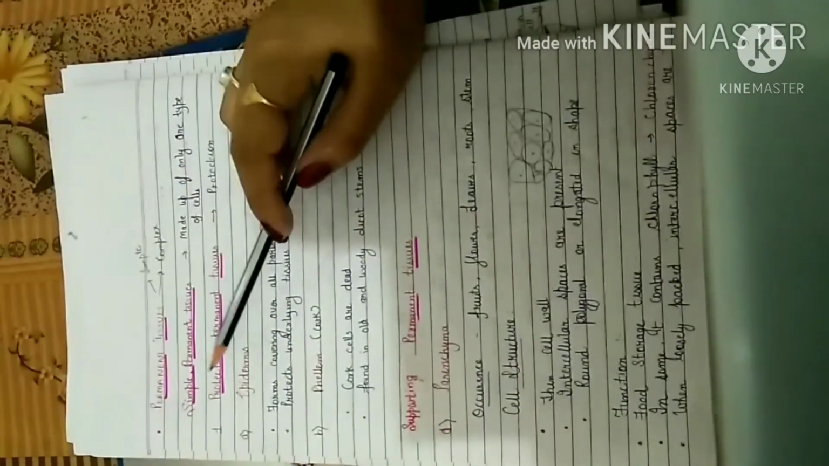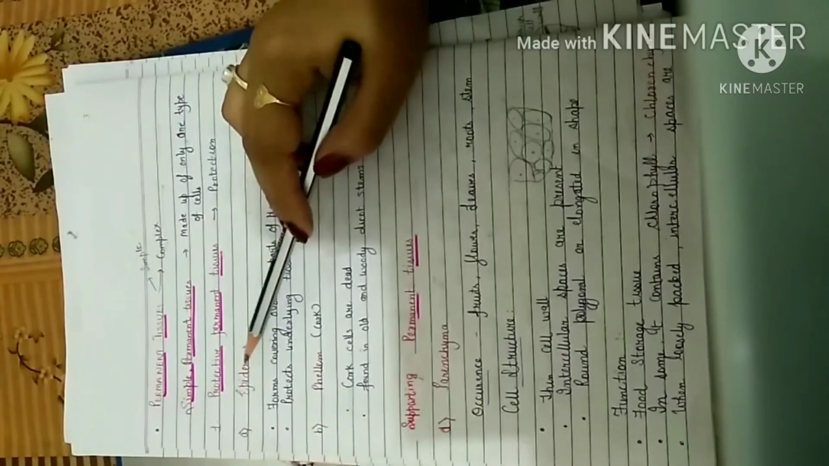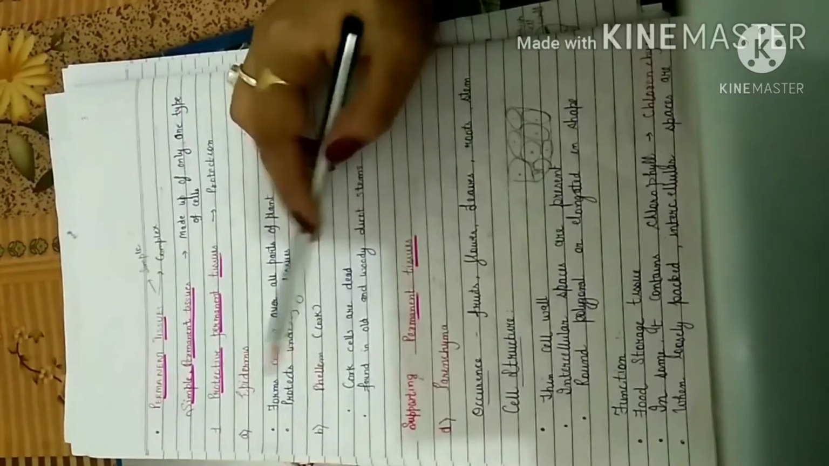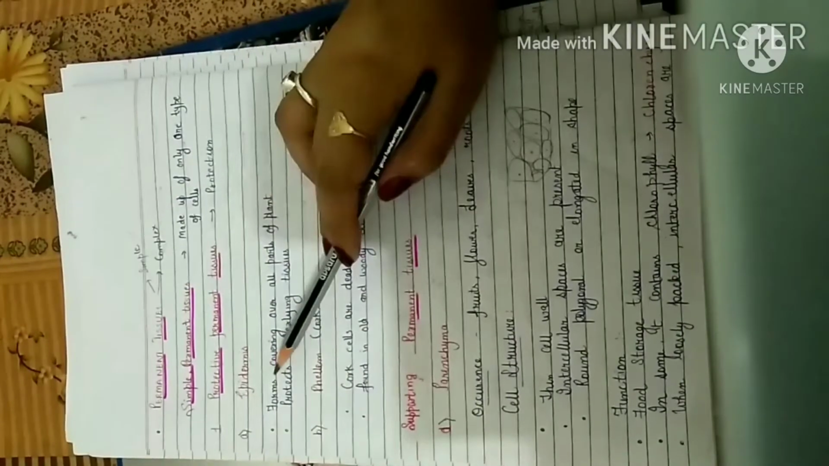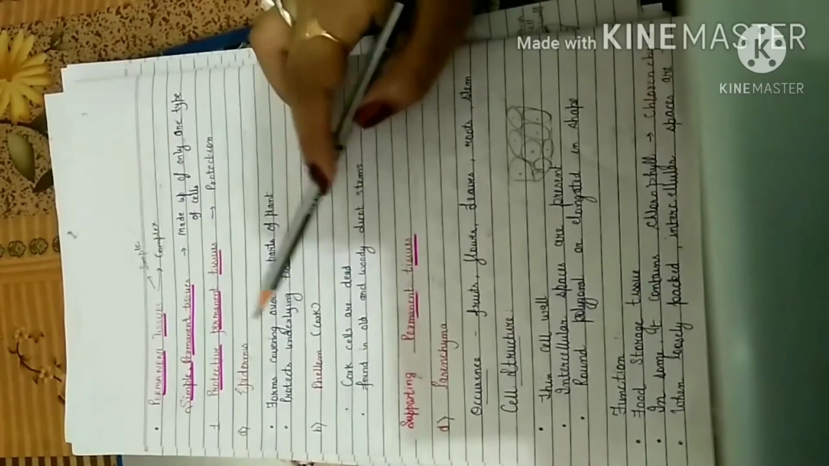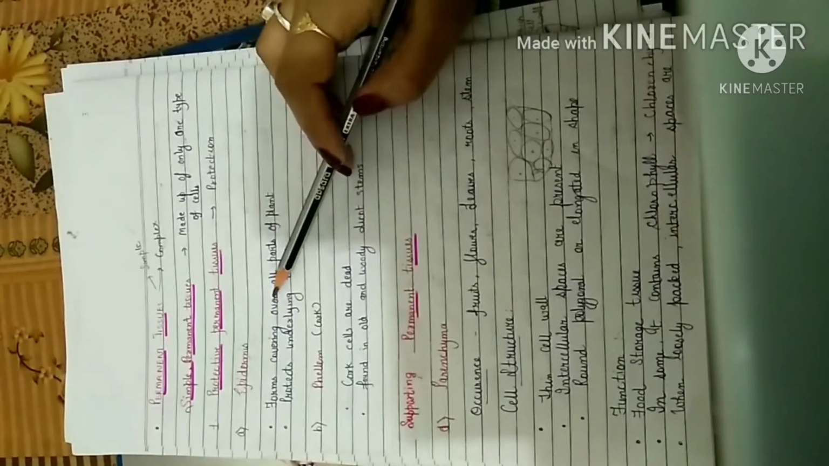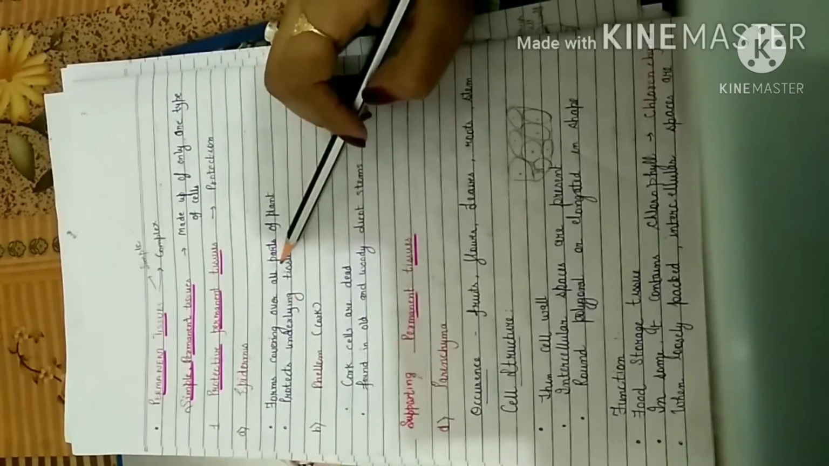Now, the first one is protective permanent tissue. This is further divided into two types, epidermis and phloem. What is epidermis? Epidermis is actually the outer layer of all the parts of the plant. Thereby, it is protecting the underlying tissues.